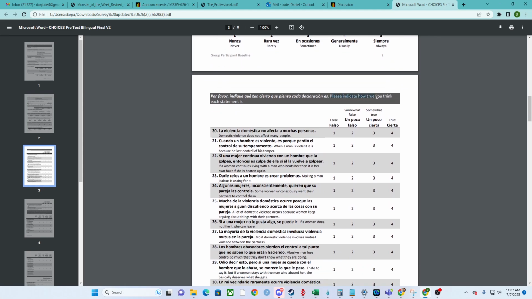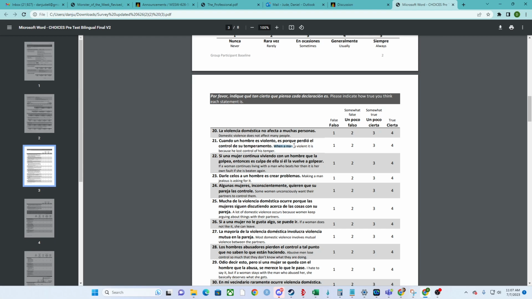So please indicate how true you think each statement is. So we've got false, somewhat true, and true. Domestic violence does not affect many people. Now this is measuring attitude, okay? We're looking particularly for the attitude of the person involved. So what is their perception, okay? We don't care what's actually true.